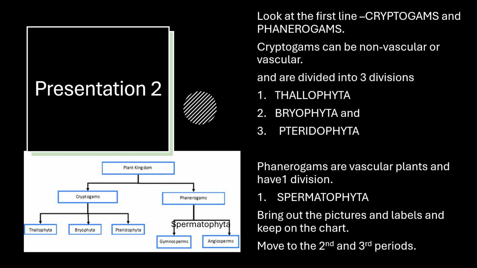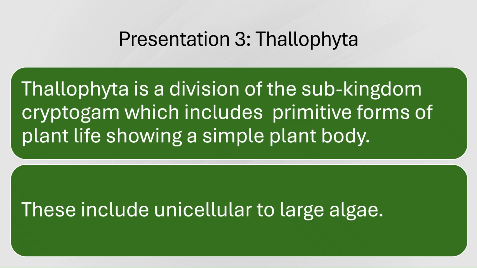They are Spermatophyta. So next we need to bring out the pictures and labels and keep them on the specific places on the chart. Then we move on to doing the second and third periods as we usually do, to emphasize the characteristics and also to see that the children have understood what we have just presented. Then we move on to the third presentation, Thallophyta.